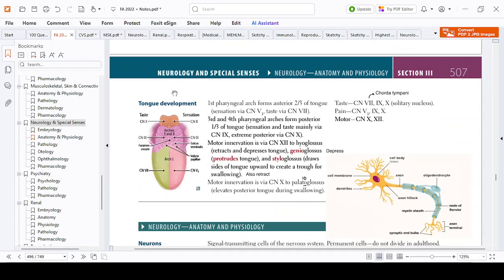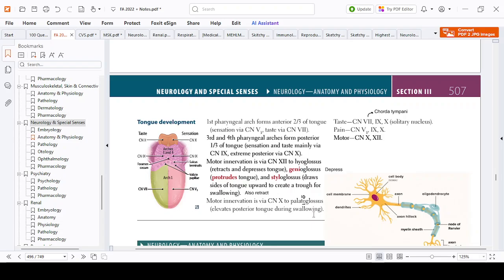Now let's move to the tongue development, and it's important because the sensory supply, the motor supply, and everything regarding the tongue is important. If you look at this tongue, the anterior 2/3 of the tongue is supplied by what? You must remember this in your long-term memory. Anterior 2/3 of the tongue is supplied by cranial nerve 7.